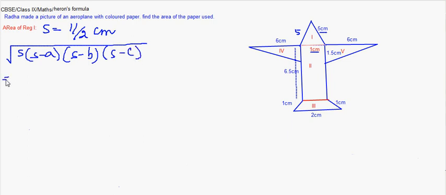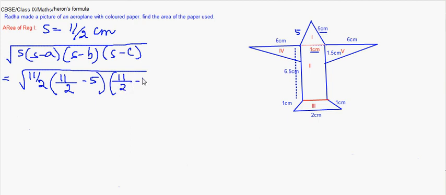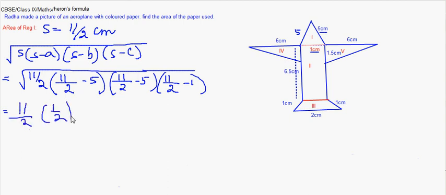So that's giving me 11 by 2 multiplied by 11 by 2 minus 5, another 11 by 2 minus 5, and another 11 by 2 minus 1. Thereby, 11 by 2 minus 5 is actually, I'm getting this as 1 by 2. This will also be 1 by 2. And this will be, I think, 9 by 2. Yeah.